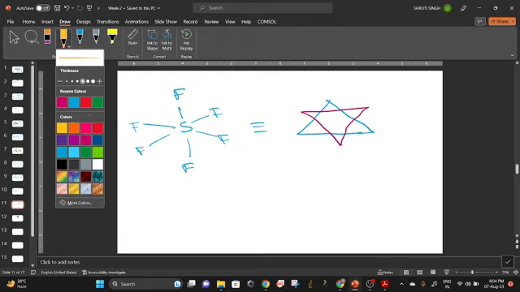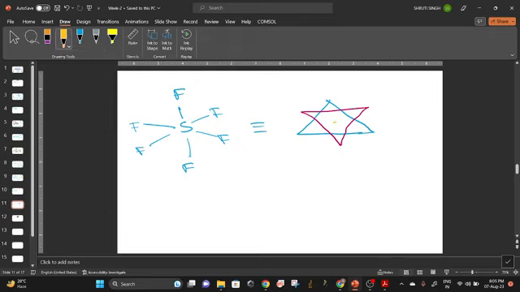Now if you put an axis through this point, you mean the z axis, C6 Z. That means 60 degrees we have to rotate, and let's say I am rotating it in the clockwise direction.